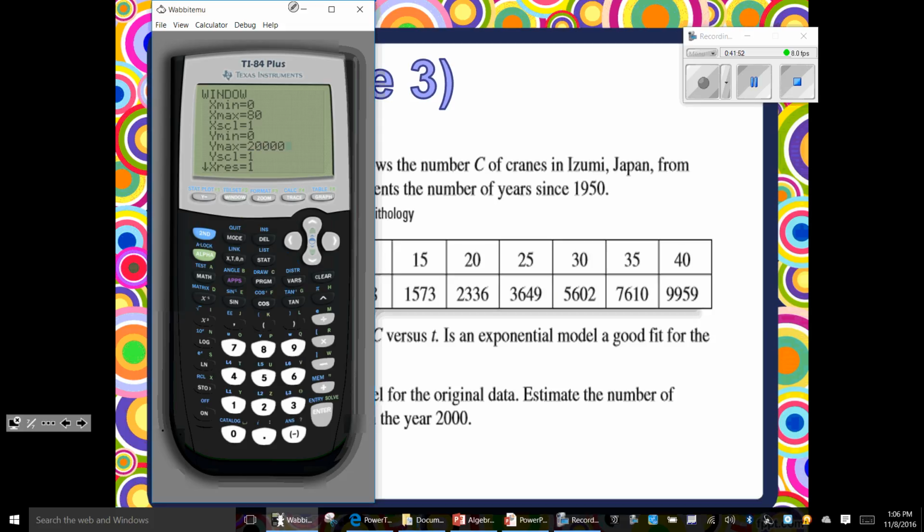Well, I mean, this is 10,000. Okay, this is 10,000 on my y's. Right there, 9,959 is pretty darn close to 10,000, so I need to make sure I give it a little bit of room. And so I'm going to graph it, and there it is.